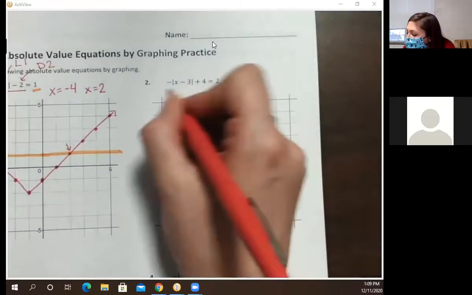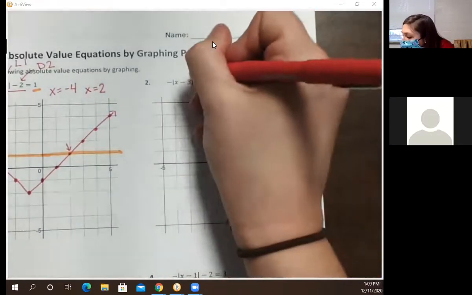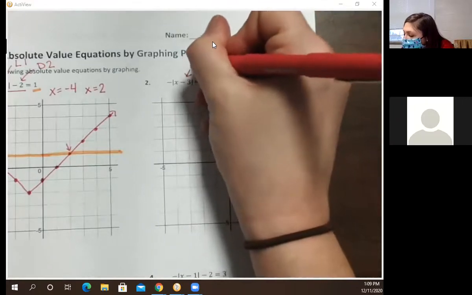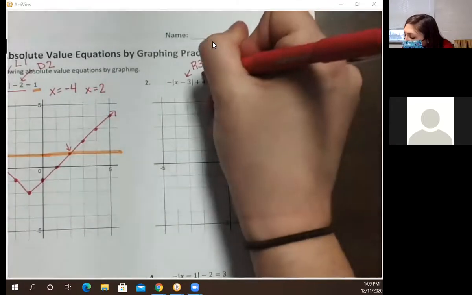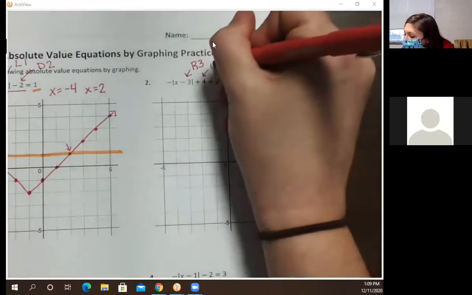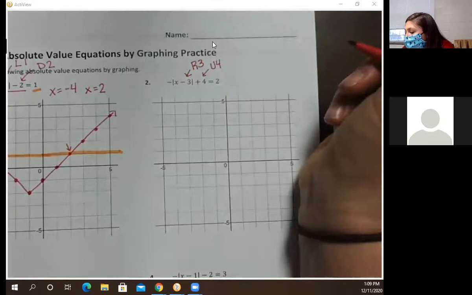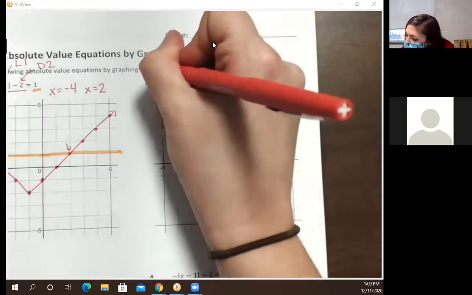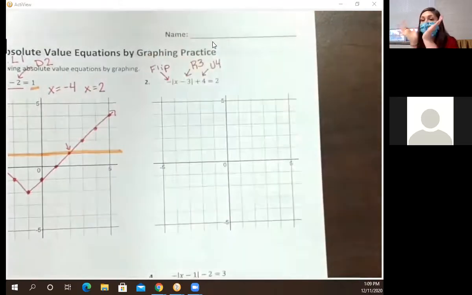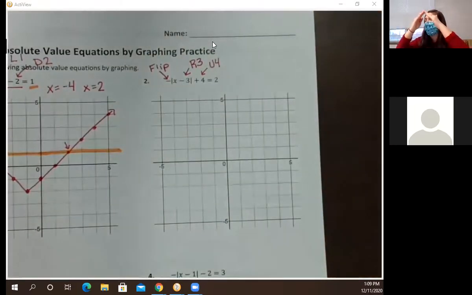I've got my absolute value function over here. Minus 3 in parentheses means we're going to move to the right 3 spots. Plus 4 at the end means we're going to go up 4 units. And then this negative in front, remember, means that we're going to flip this. So instead of looking like a V, it's going to look kind of like a mountaintop.